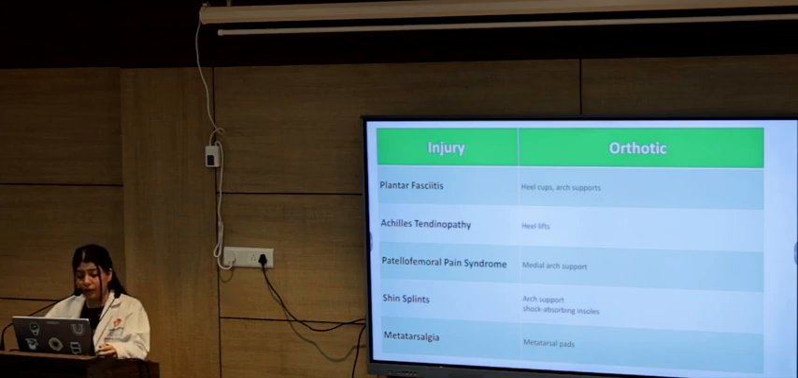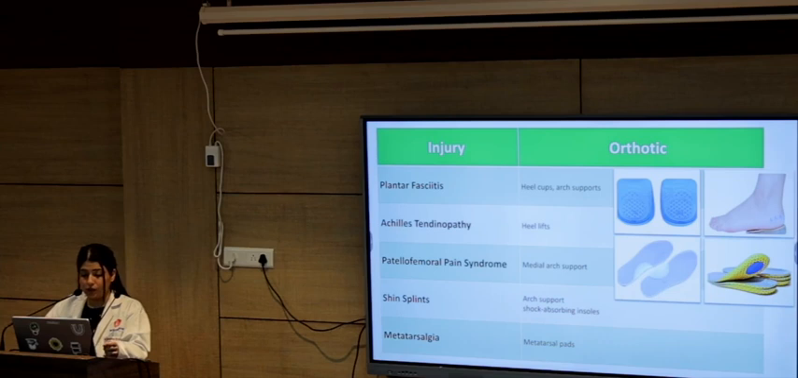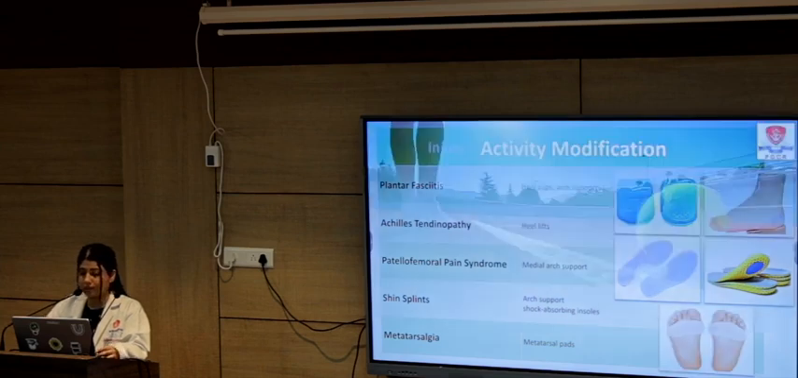Certain orthotics that are used in sports injuries or any other common conditions are heel cuffs that can be given in plantar fasciitis, heel lifts for Achilles tendinopathy, medial arch support for patellofemoral pain syndrome, shock absorbing insoles for shin splints, and metatarsal pads for metatarsalgia.